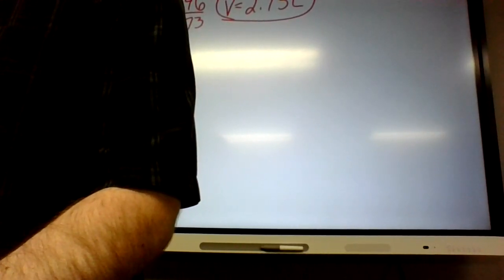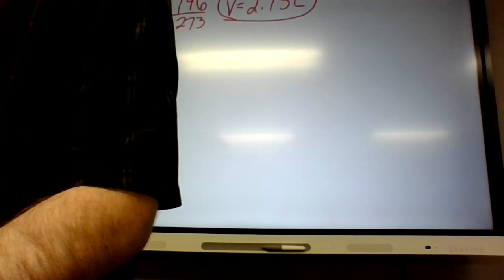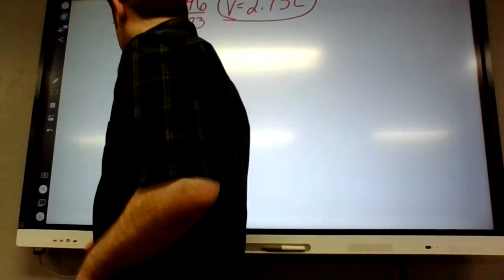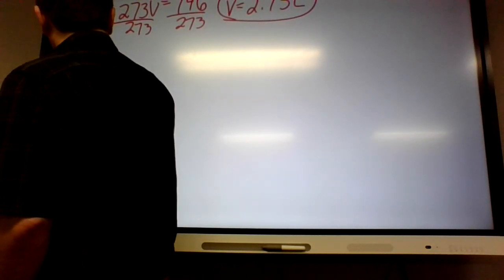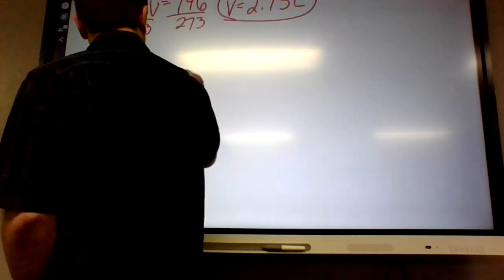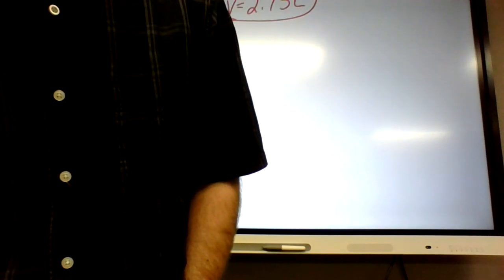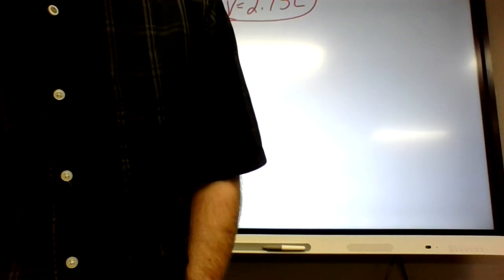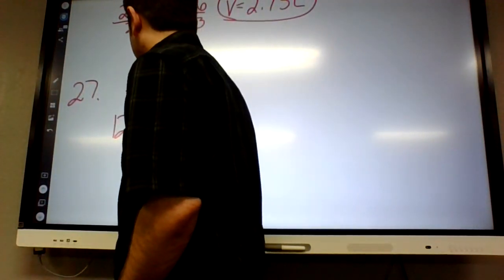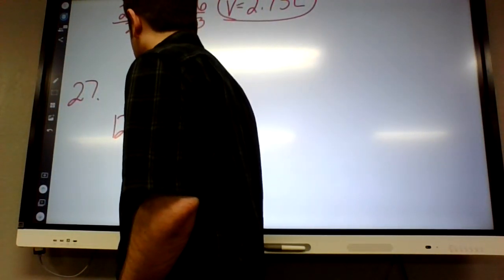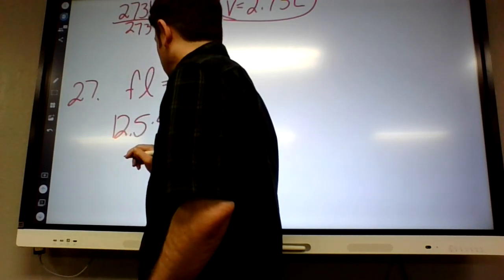Anyways, okay. Frequency and length. F and L. It's inversely, so it's F times L equals F times L. Now we go plug the numbers in. 12.75 inches, 440 hertz. 12.75 times 440.